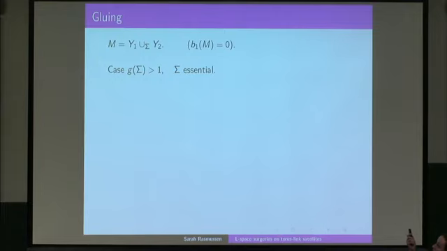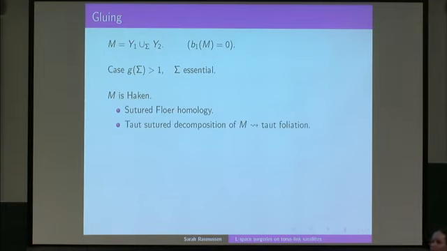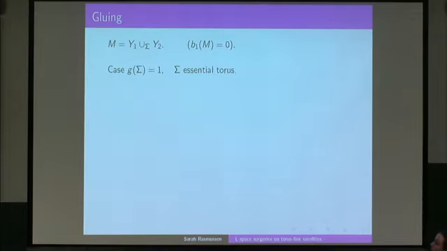Okay, so what if we're gluing along something that's a higher genus surface? Well, then M is Haken, and so we have sutured Floer homology and a taut sutured decomposition, and so we can study both the Heegaard Floer homology and taut foliations simultaneously from that respect. But from a left-ordering point of view, that's harder because surface subgroups are hard to get at, and there's not as much done there. But if you have an essential torus, then M is toroidal. And that's the case that I'm going to focus on more. There are more tools available to work with.